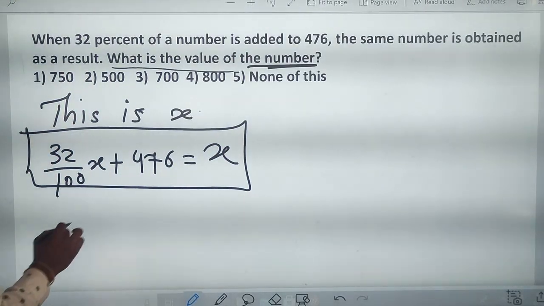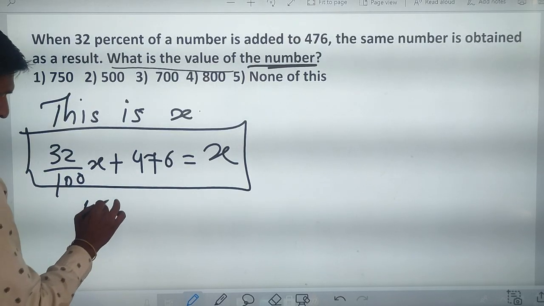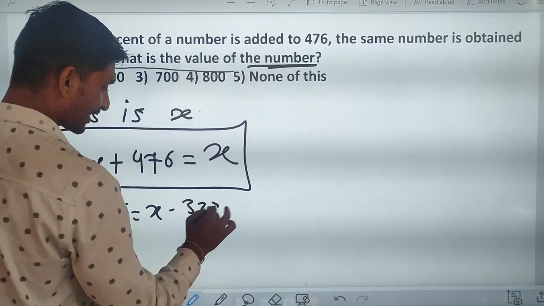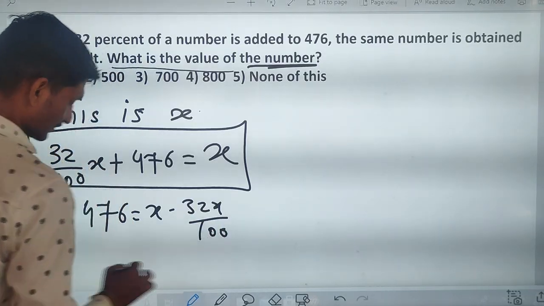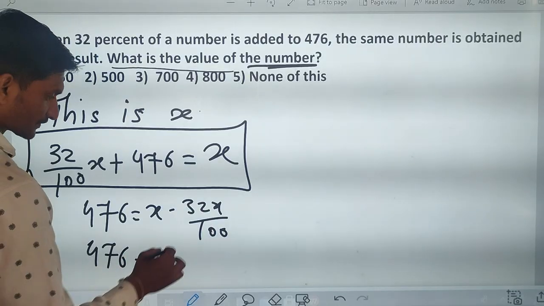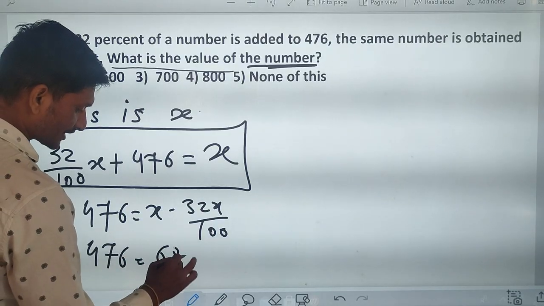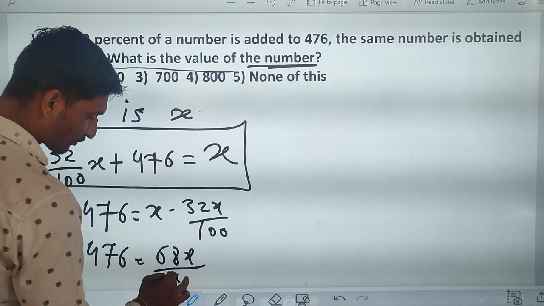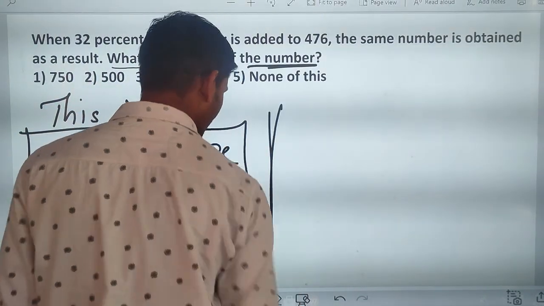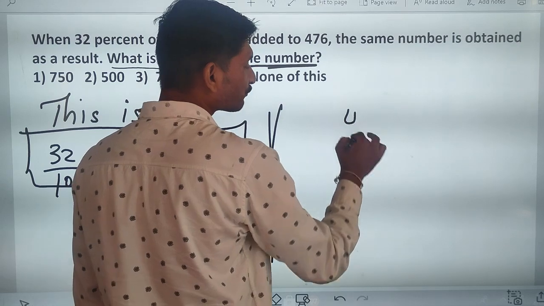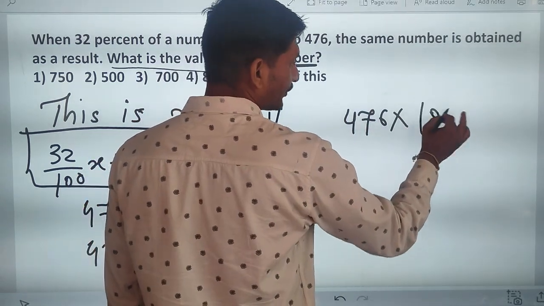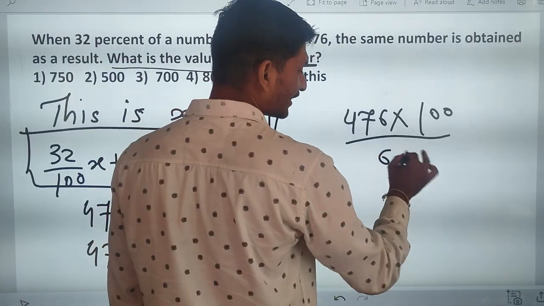Now we solve this equation. 476 is equal to x minus 32x divided by 100. Now here we take cross multiplication. 100 minus 32 is 68x divided by 100. Now we solve the remaining equation, that is 476 into 100 divided by 68 is equal to x.